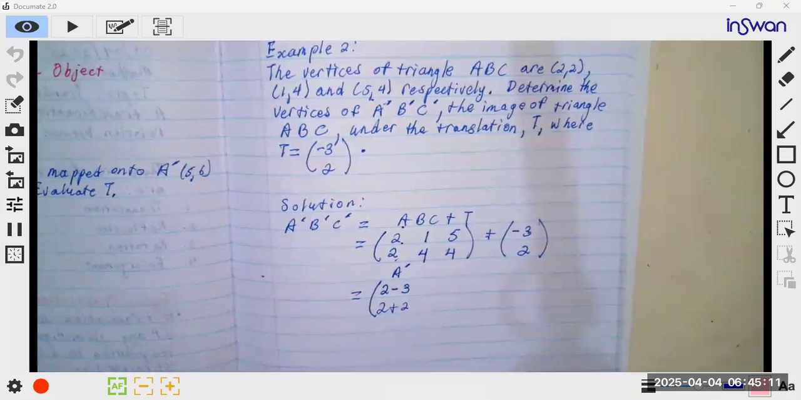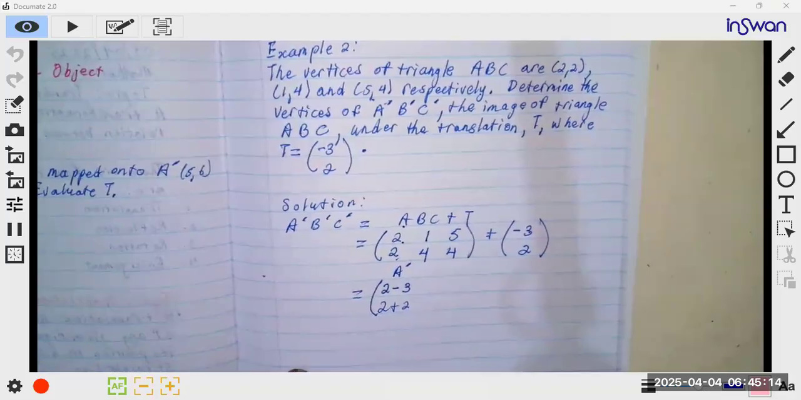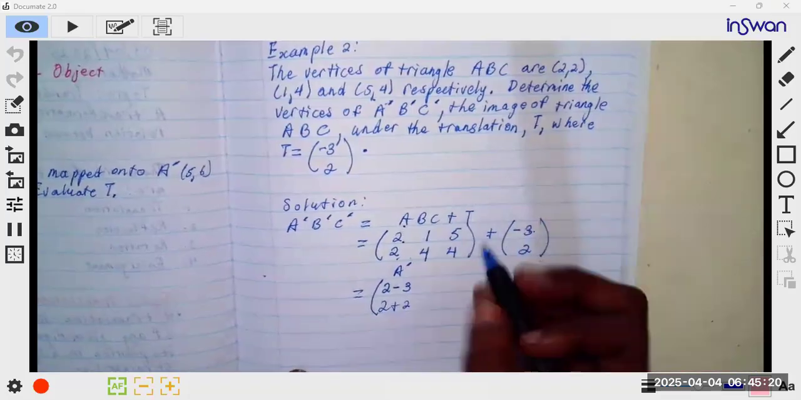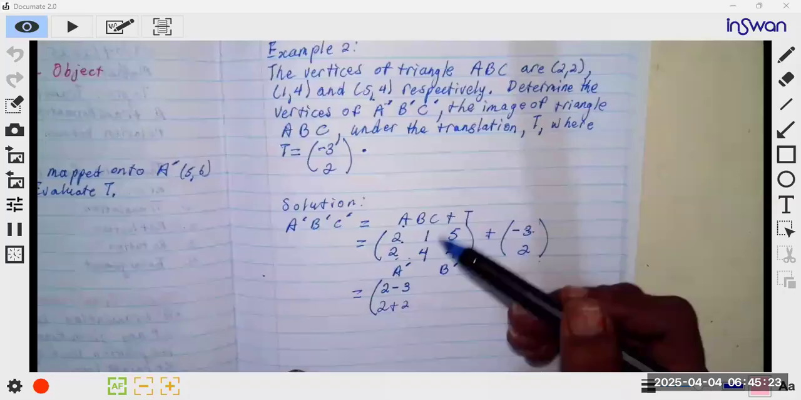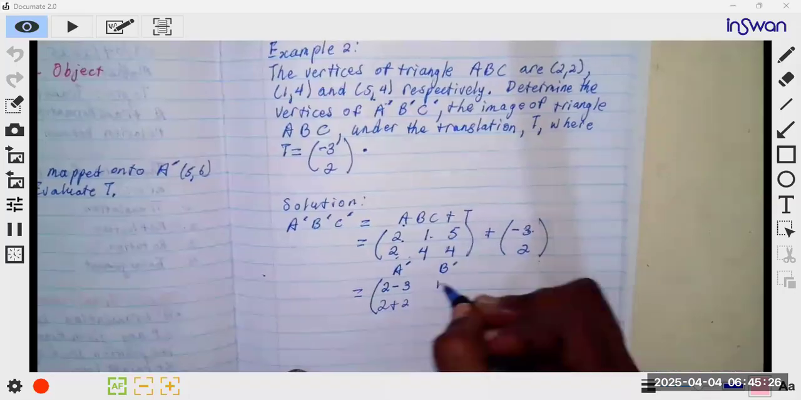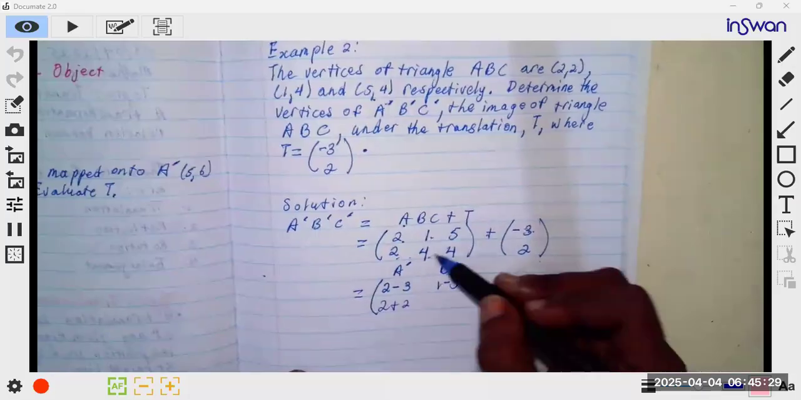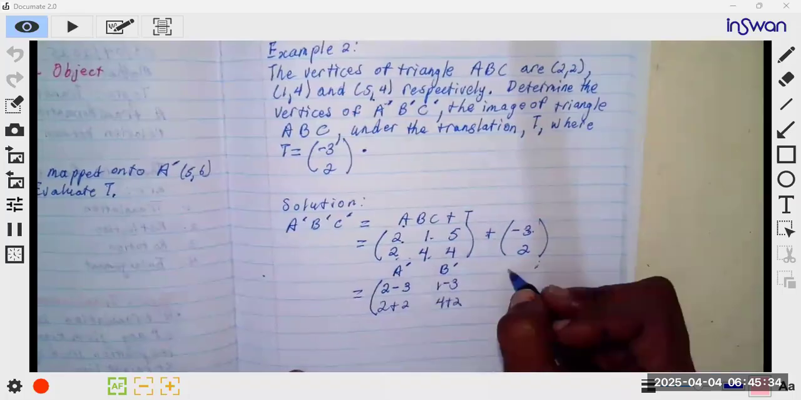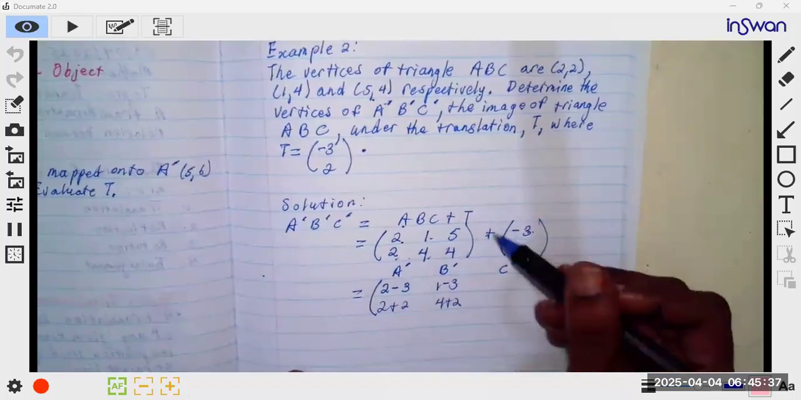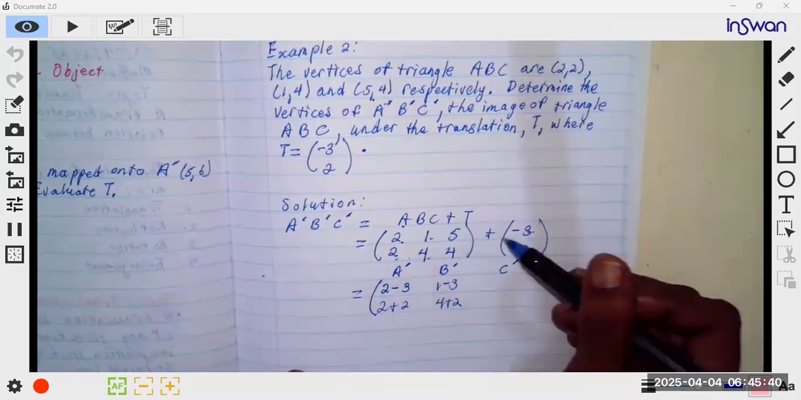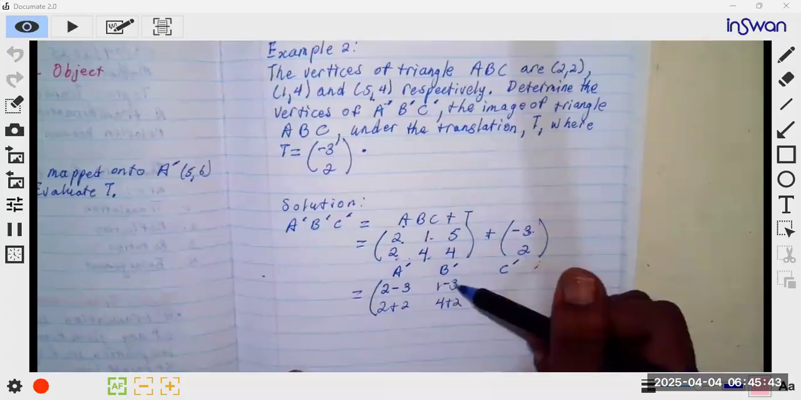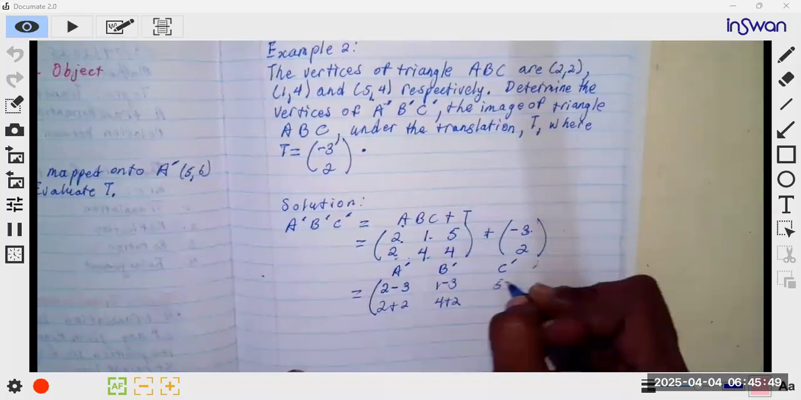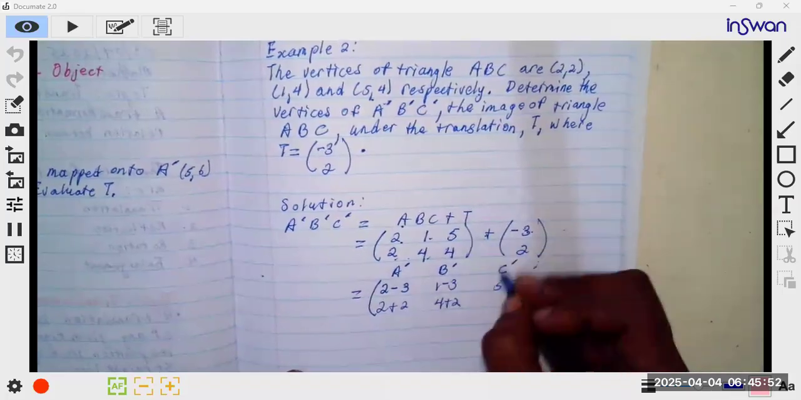Okay, cool. So this is how you get the A prime. 2 take away 3 and then 2 add 2. So now let's get our B prime. It will be 1 take away 3, 4 add 2. Then lastly, your C prime. Because as I said, it made no sense putting positive plus, because a plus by a minus is a minus. So put the minus one time. So here will be 5 take away 3 and 4 add 2.